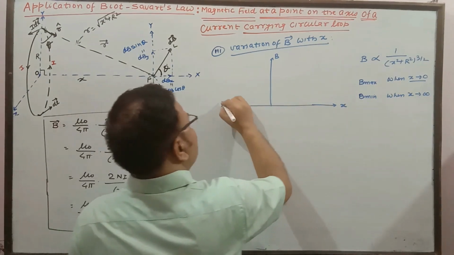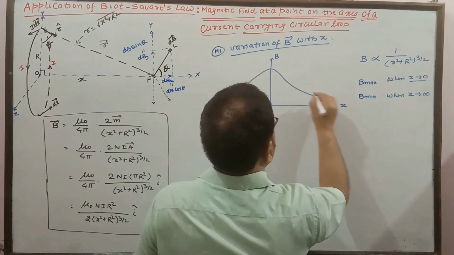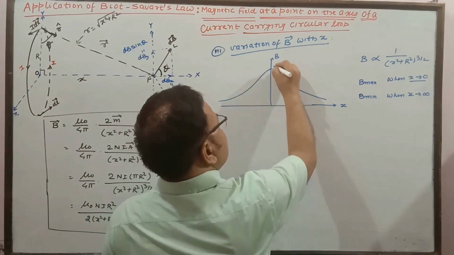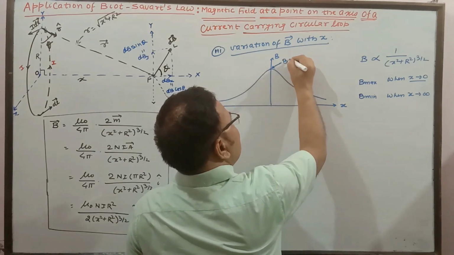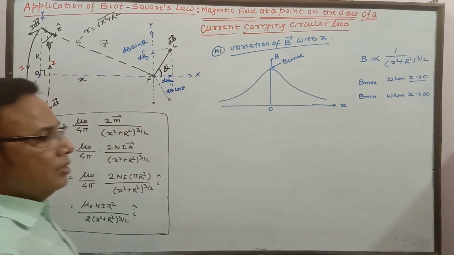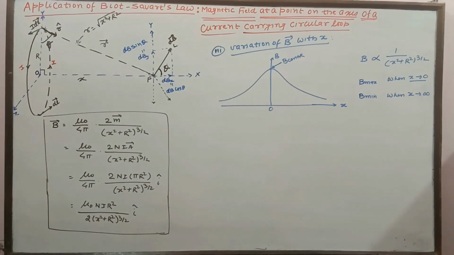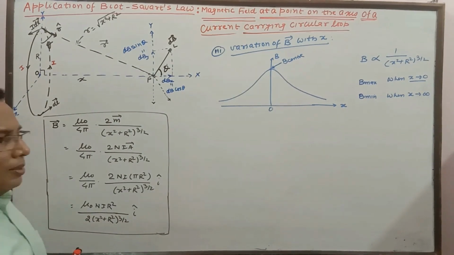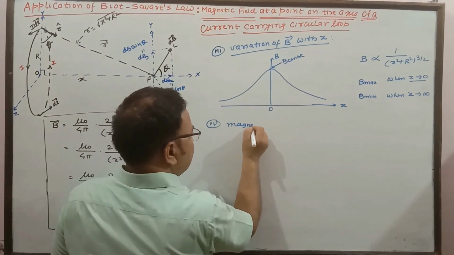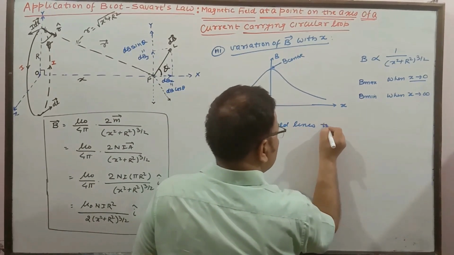So finally the graph would be somewhat like this. It is going to meet at infinity in both directions, and this is the value of magnetic field at the center of the coil. This is O. This is the variation we have. The second thing, that is also part of the examination, is magnetic field lines through the coil.